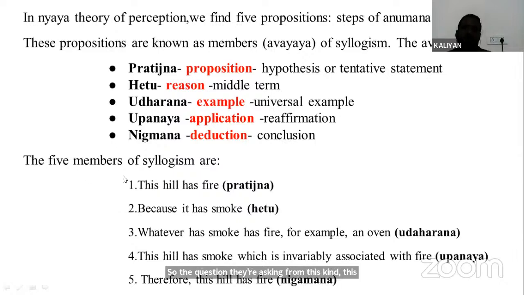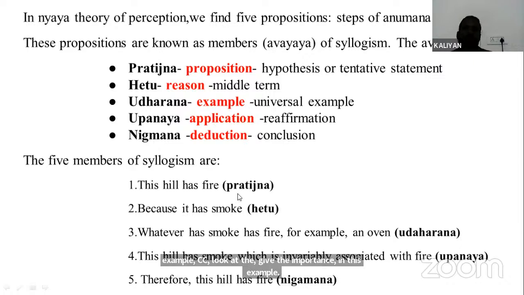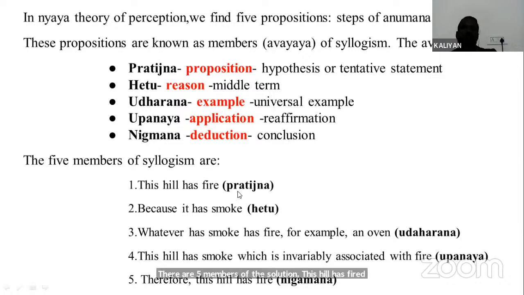In these examples, there are 5 members of the syllogism. This hill has fire. This is a pratijna. That means we made one statement or hypothesis. The hill has fire because it has smoke. The reason is smoke. That's why it's a fire.